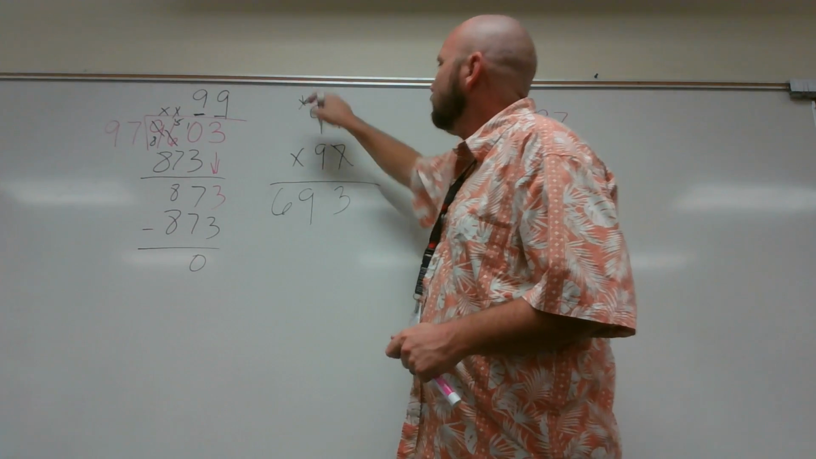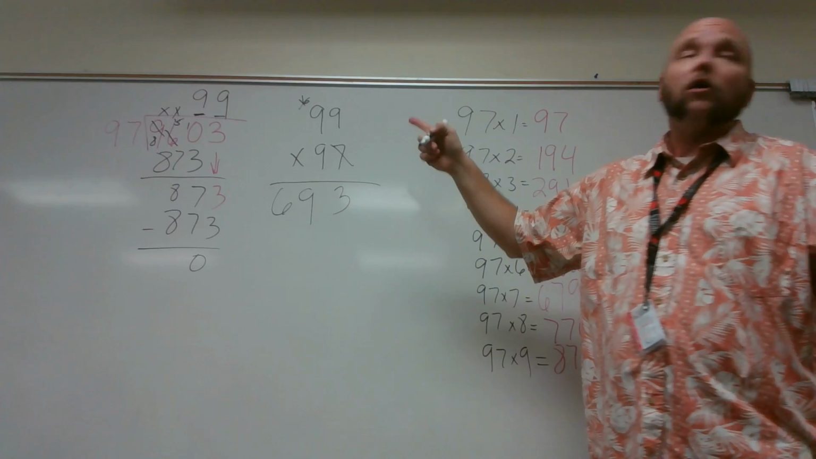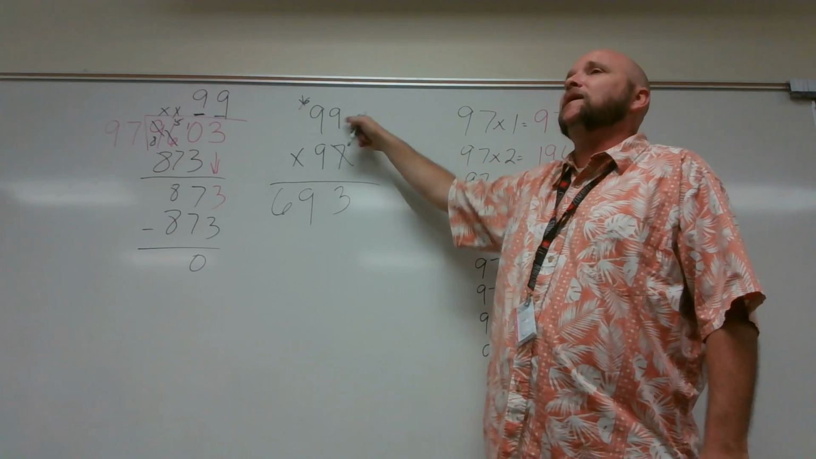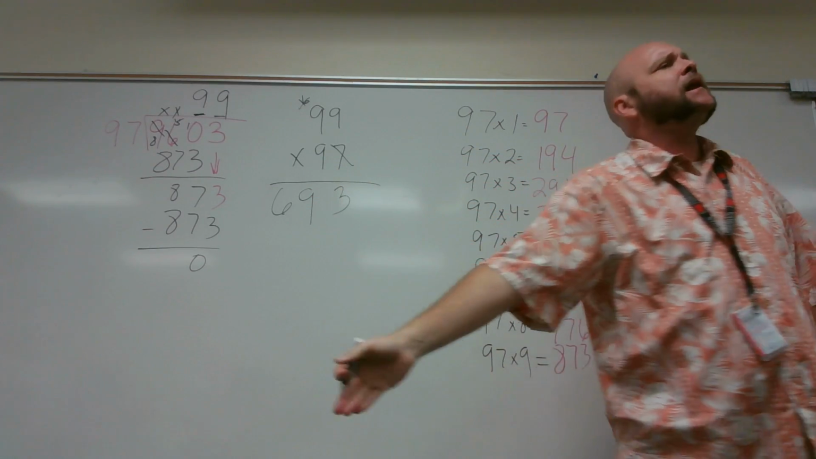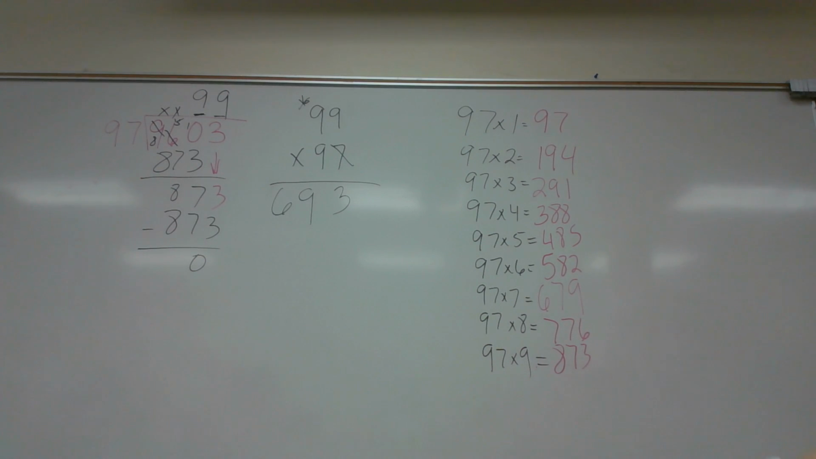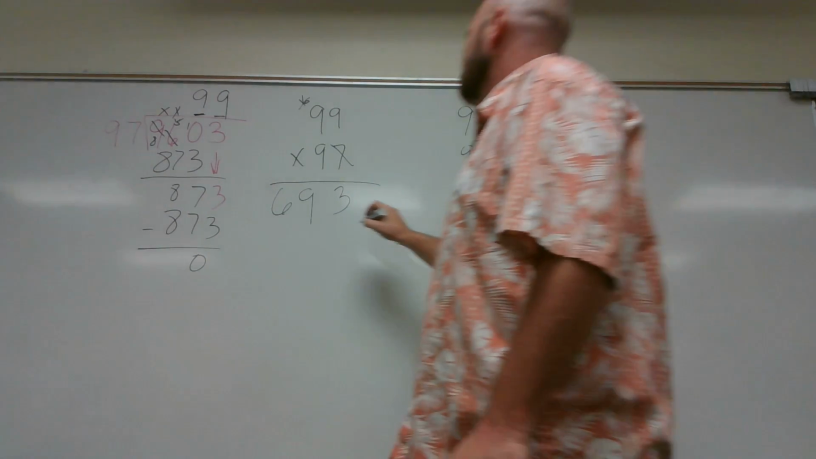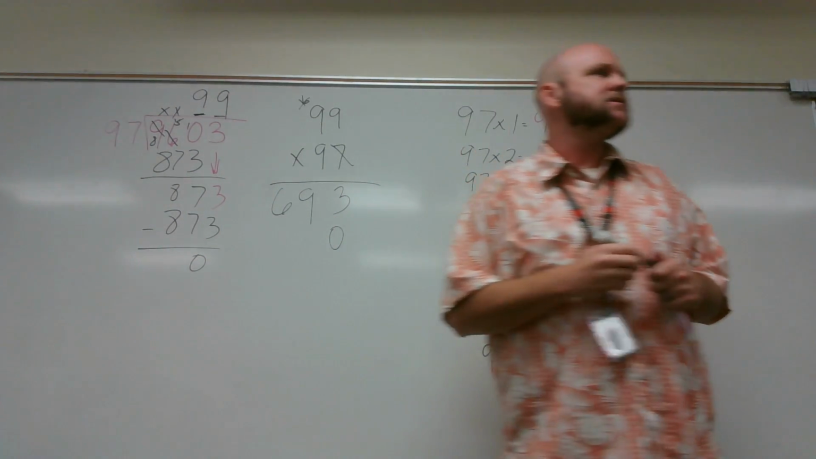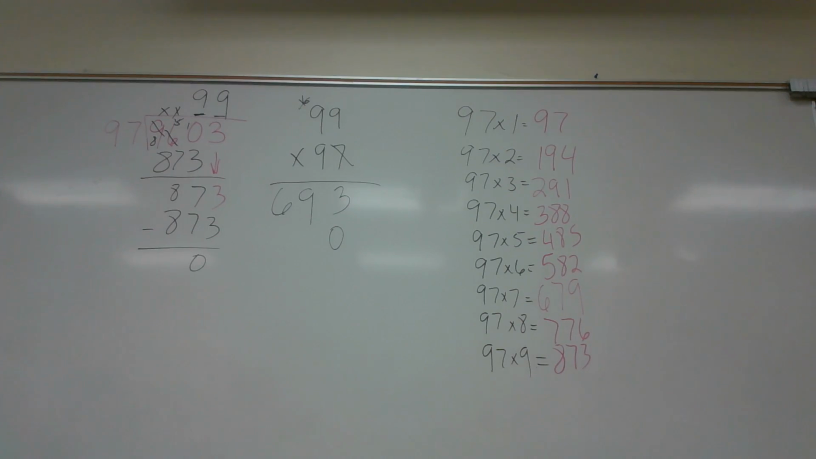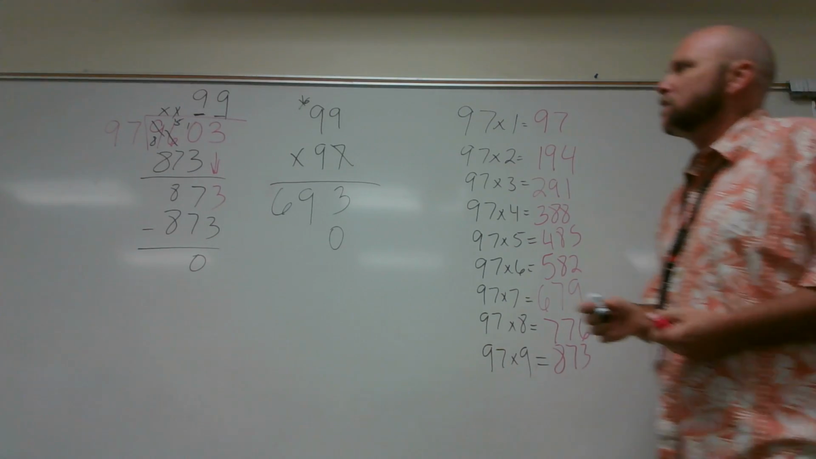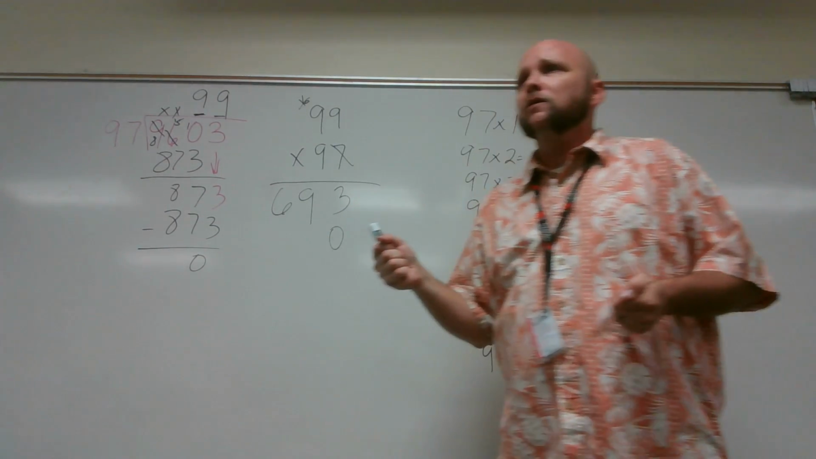Now, I'm going to the tens place. Or, we can think about it, I'm multiplying 99 times 90. And any time I multiply that by a multiple of 10, 90 is a multiple of 10, it's always going to end up with a 0 in the ones place. Oh, that's weird. Always going to end up with a 0 in the ones place. So let's jump over.